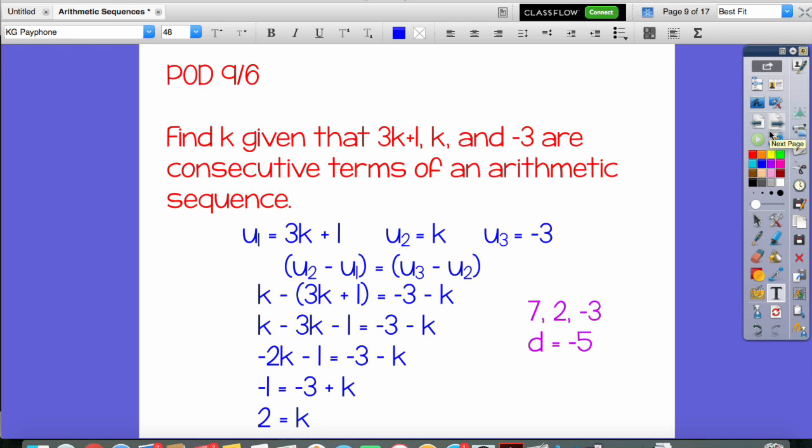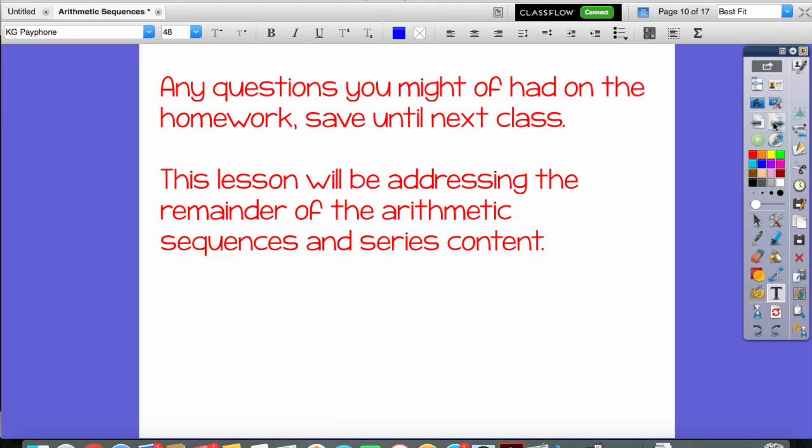The notes were guided last week, so go ahead and pull those out. If you had any questions on the last homework, go ahead and save that for next class, because this lesson will be addressing any of the remaining arithmetic sequences and series content that we didn't get a chance to get to on Friday. Basically, hopefully after this lesson, the rest of the homework makes sense. And that's what you'll be doing after you watch this video.